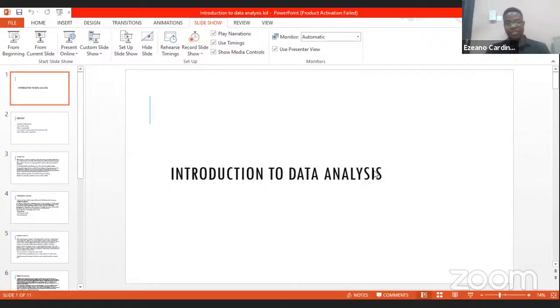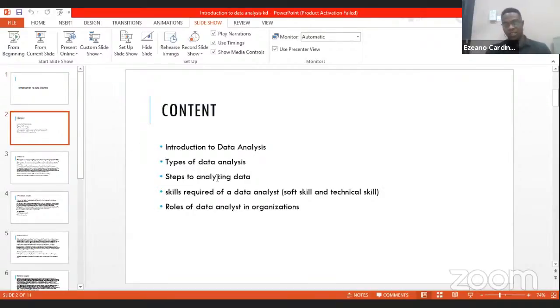The presentation I have this morning is Introduction to Data Analysis, and we are going to discuss data analysis in depth. What you're going to talk about: introduction to data analysis, types of data analysis, steps to analyzing data, skills required of a data analyst, and roles of data analysts in organizations.